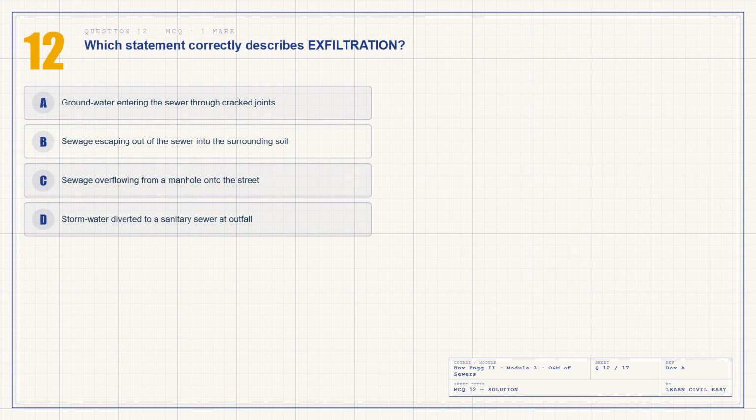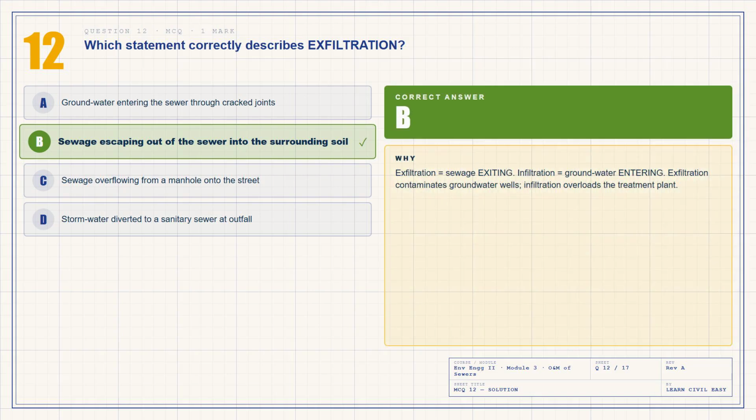Question 12. The answer is B. Exfiltration means sewage leaks out of the sewer into the surrounding soil and from there into groundwater. Its opposite is infiltration, where groundwater leaks in through the same cracks, overloading the treatment plant. Easy memory trick: X means out, in means in.